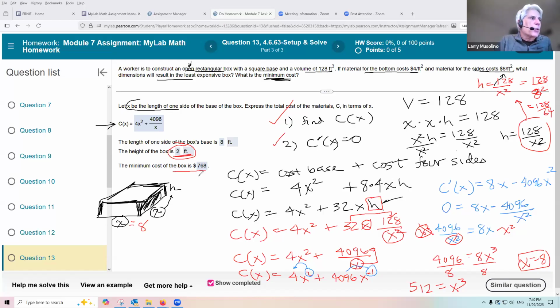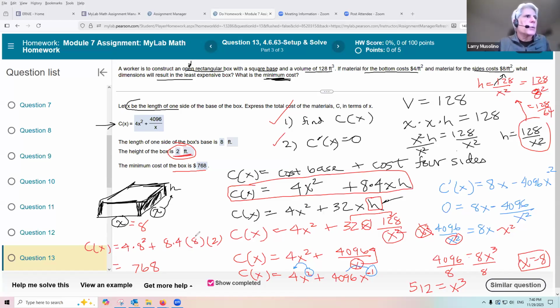Last question, what is the actual minimum cost of the box? Well, we know the cost is this expression right here. But now we know x and we know h, so we can plug in. So the actual cost is going to be 4 times 8 squared plus 8 times 4 times 8 times 2. And if you work this out, this works out to be 768. So that's the minimum cost to build this box.